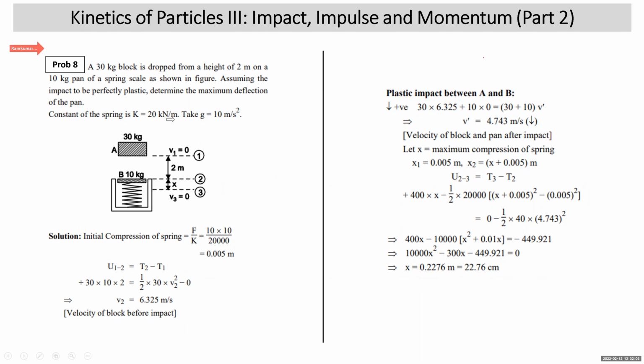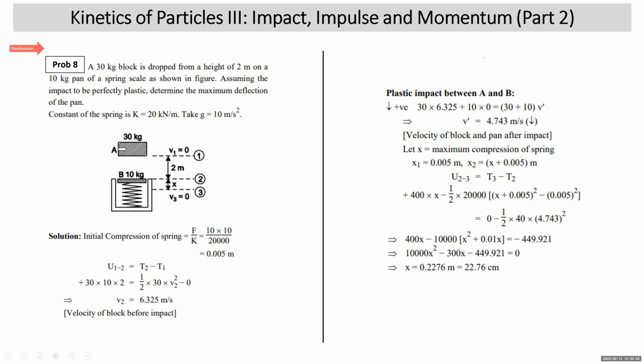I read it. A 30 kg block is dropped from the height of 2 meter on a 10 kg pan of a spring scale as shown in the figure. Assuming the impact to be perfectly plastic, determine the maximum deflection of the pan. Consider the constant of spring is 20 kilonewton per meter. Take g is equal to 10 meter per second square.